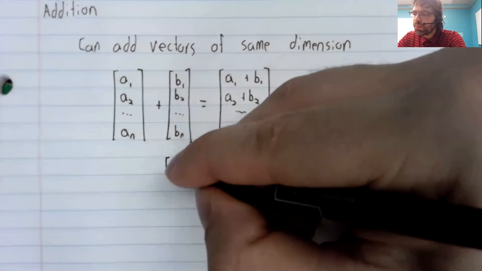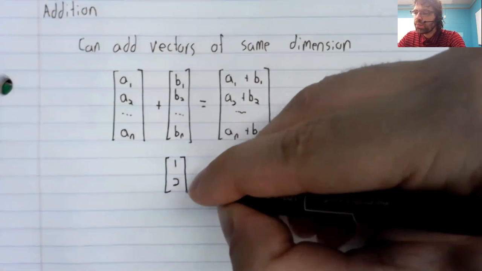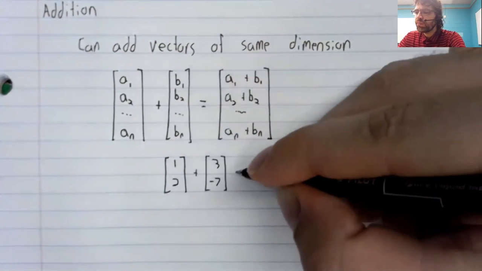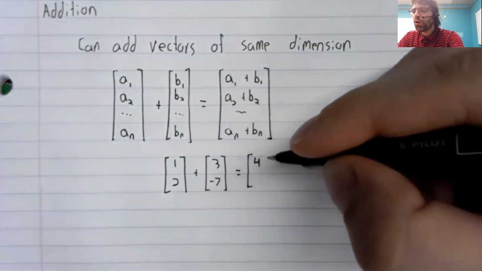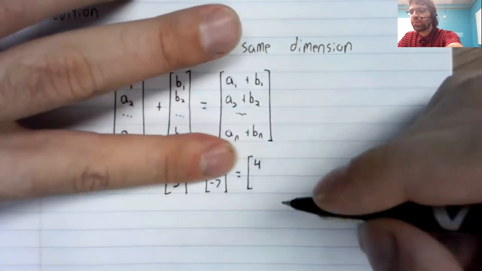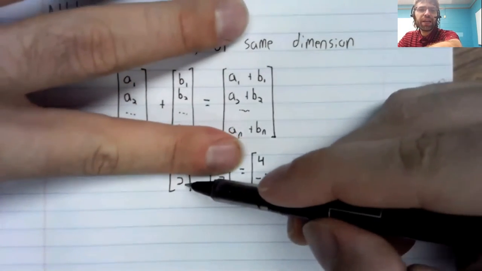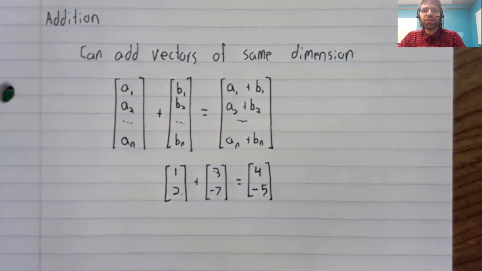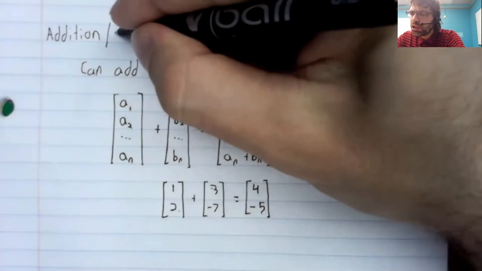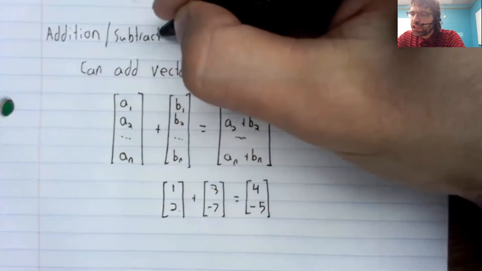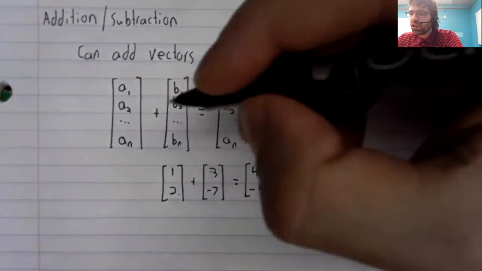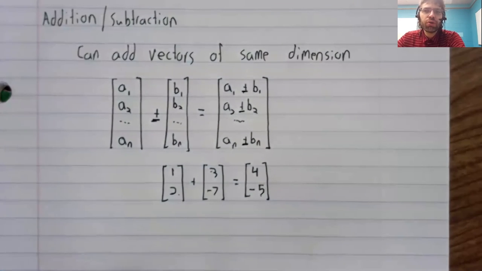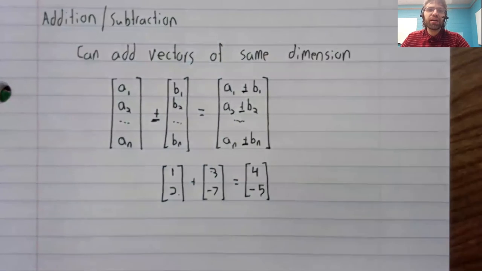For example, (1, 2) plus (3, -7) is (4, -5). Add these, add these. And we subtract in exactly the same way. I'm not going to rewrite all this. I'll just make the observation that if instead of addition you had subtraction, that would turn all those plus signs to minus signs.